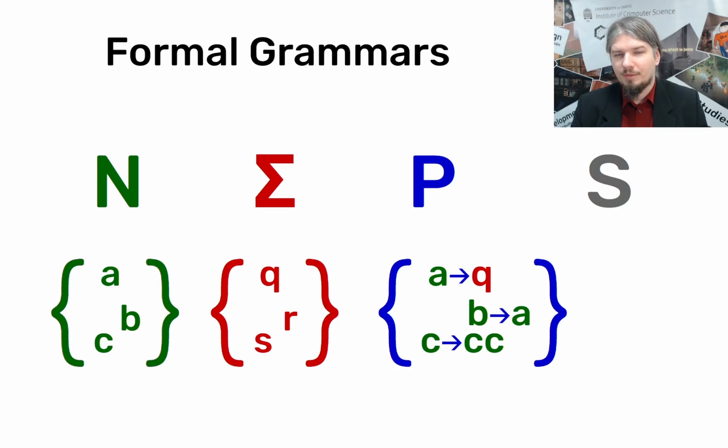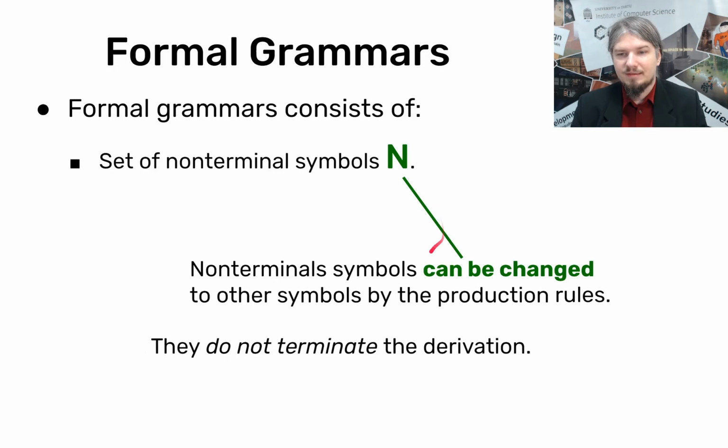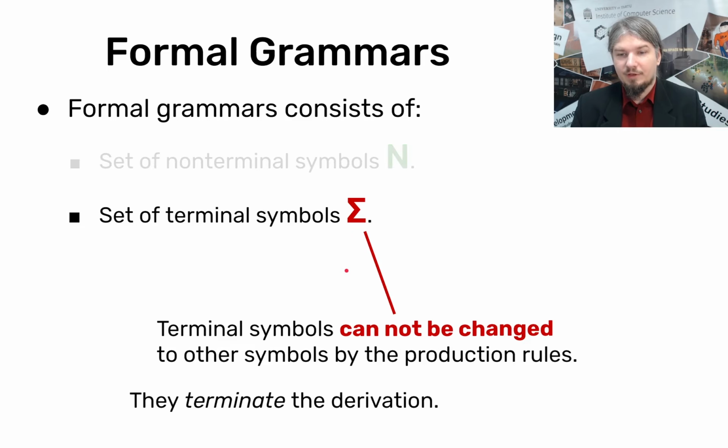Now before we talk about Lindenmayer systems, we have to do a small recap on formal grammars. So some of you have probably learned formal grammars in your previous courses. But to recap, formal grammars consist of a set of non-terminal symbols, N. So those are symbols that can be changed into other symbols by the rules. Or in other words, they don't terminate the derivation. Then there's a set of terminal symbols. Now these are symbols that cannot be changed, so those do terminate the derivation.